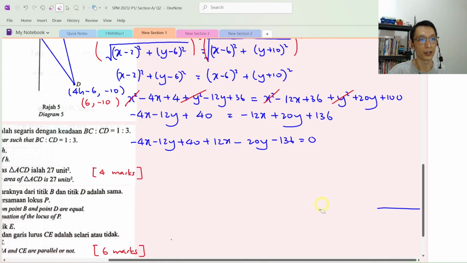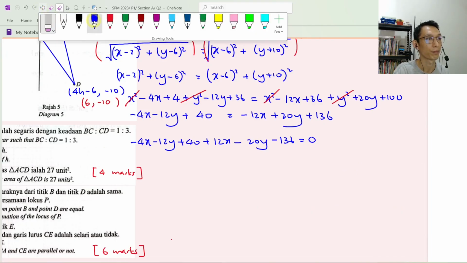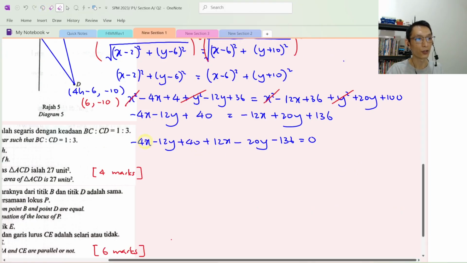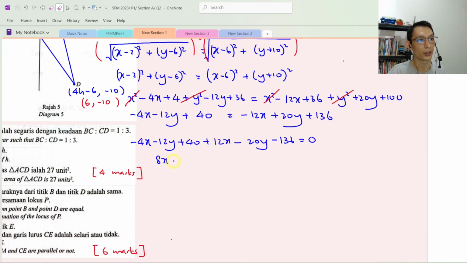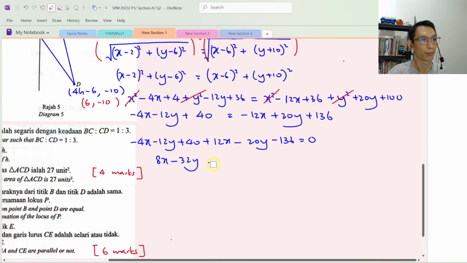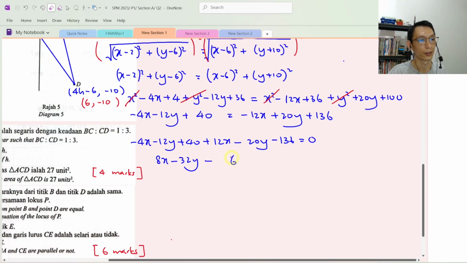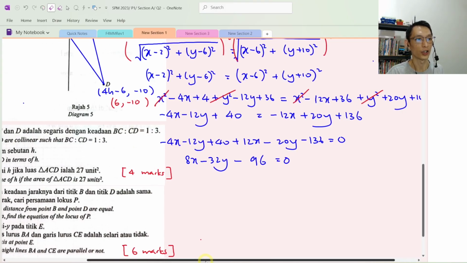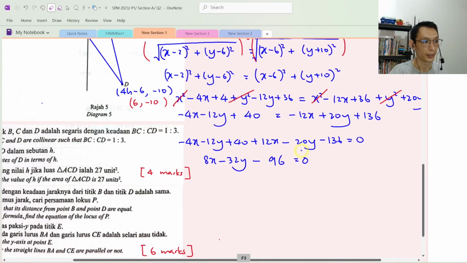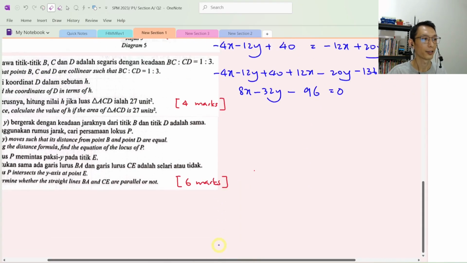So you can use your calculator to help you to solve it. Negative 4x plus 12x, you get 8x. So how about this one? Negative 32y. So how about the last part? Oh, sorry, it should be negative, this one. Okay, so this is the equation of the locus for point P. Let's go to the last part.